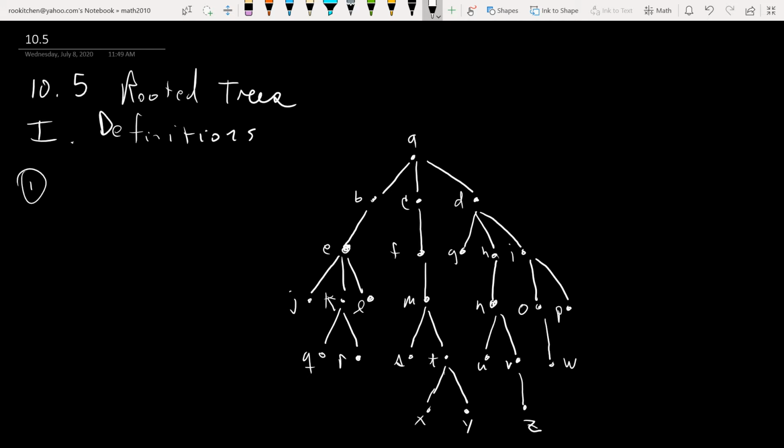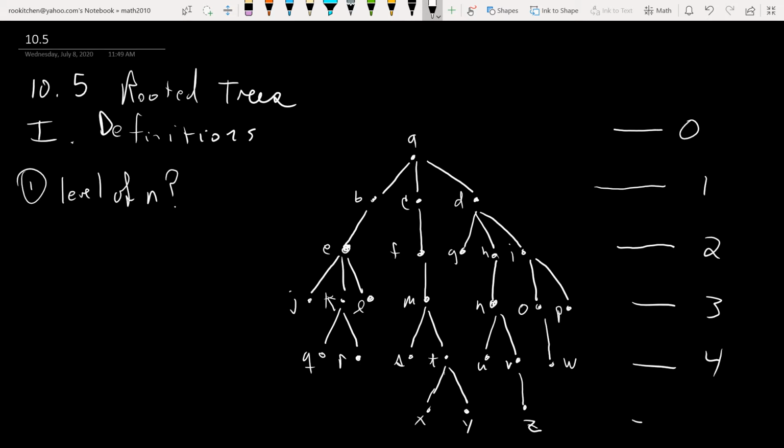There's problem one, at least it used to be one. First, what is the level of vertex n? Okay, so level is kind of, here is level 0, okay, at A. And then you can kind of see B, C, and D are kind of aligned. That's level 1. And then E, F, G, H, I are kind of aligned. That's level 2, etc. Okay. So the level of n is 3.